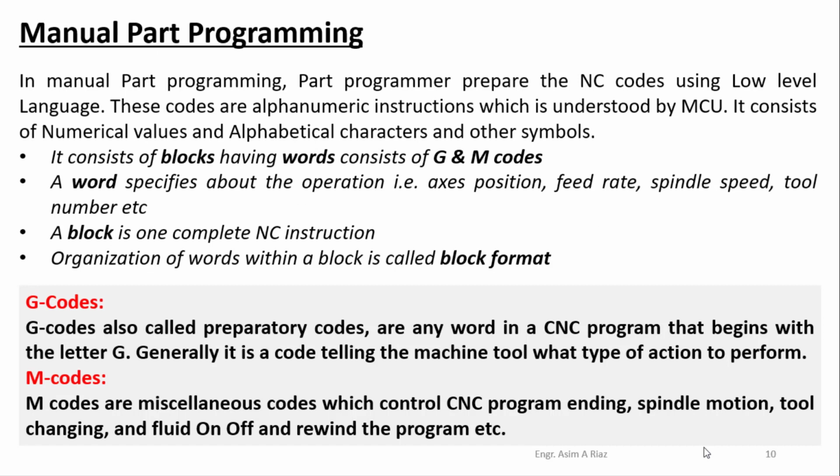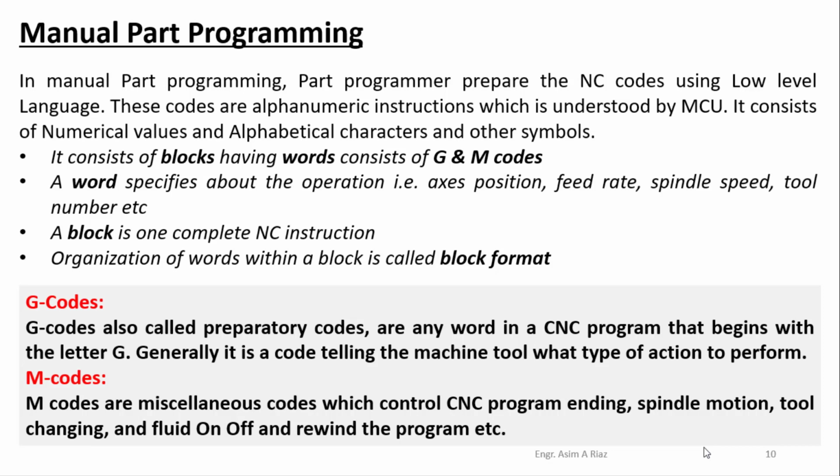Manual part programming, which we will focus on in this lab course. In manual part programming, the part programmer prepares the NC codes using low level languages. The codes are alphanumeric instructions, which are understood by the MCU or machine control unit. It consists of numerical values, alphabetical characters and other symbols. It consists of blocks or lines having words made of GNM codes.